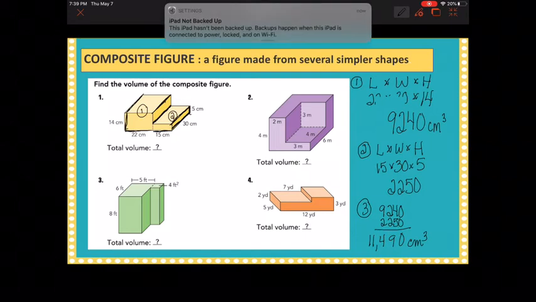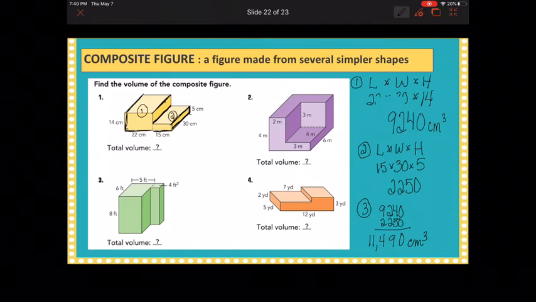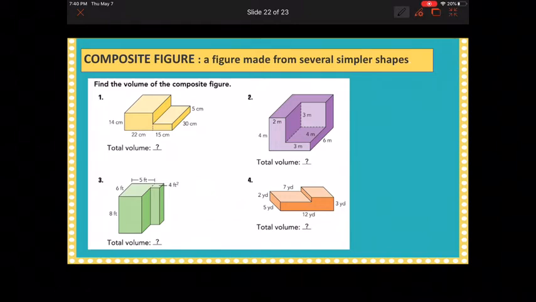All right, let's go on and do number 2 because this one has a cutout. So for a cutout from a rectangular prism, the first thing we are going to do is find the volume of the whole rectangular prism. Length times width times height of the whole rectangular prism. All right, so what's our length of the whole thing right here?